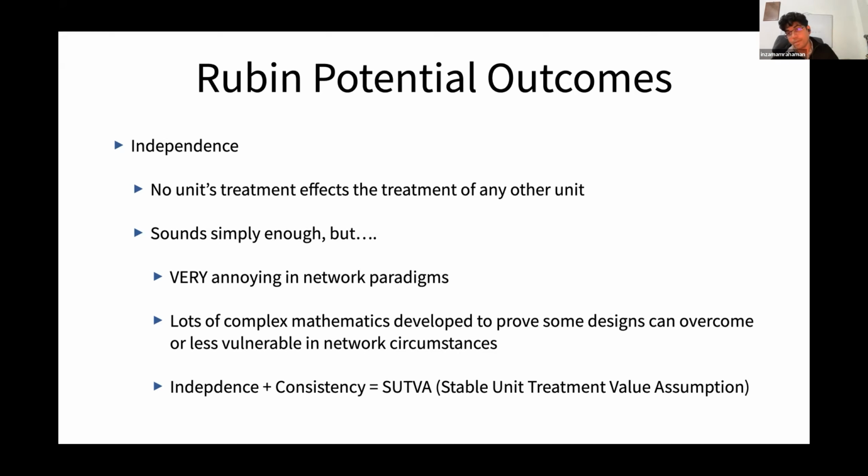Now, when you put independence and consistency together, it actually has this nice little name in the causal inference community. It's called SUTVA, or stable unit treatment value assumption. So when you combine these two, right?